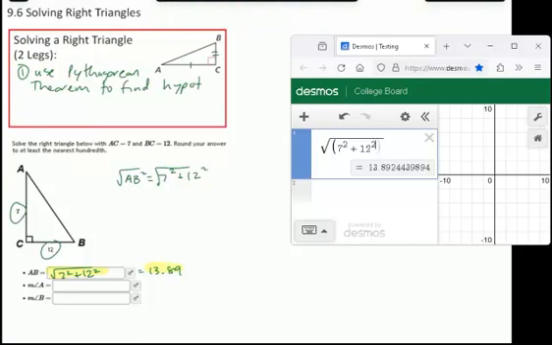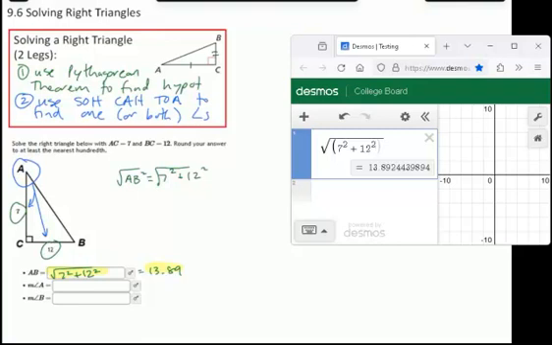And then once you find this, what you can do is use SOHCAHTOA to find one or both angles. Okay, so let's say we want to find angle A. If you are given two legs, use the exact numbers that you can. How do these other two pieces of given information relate to angle A?